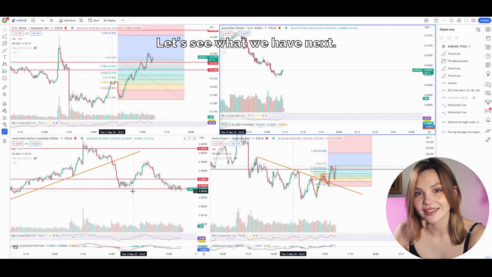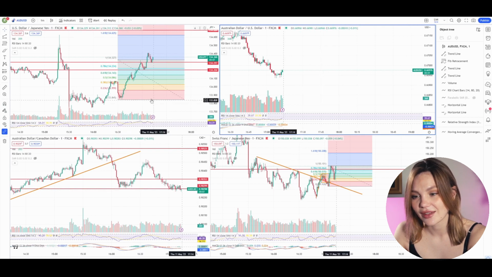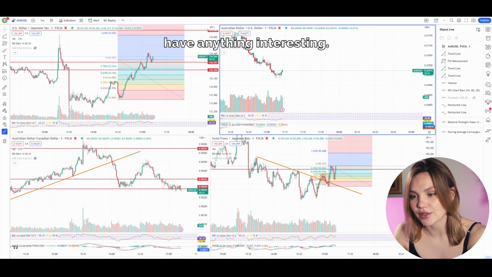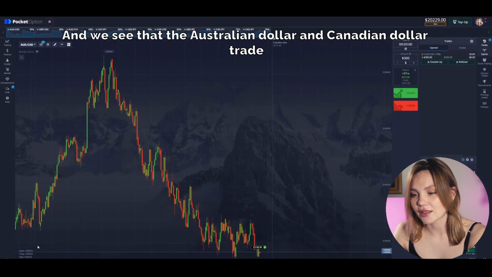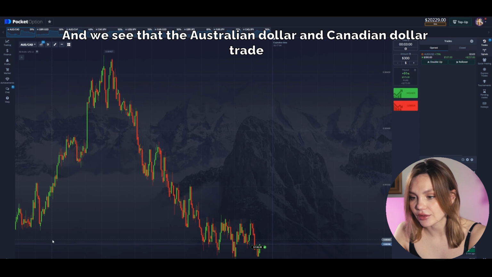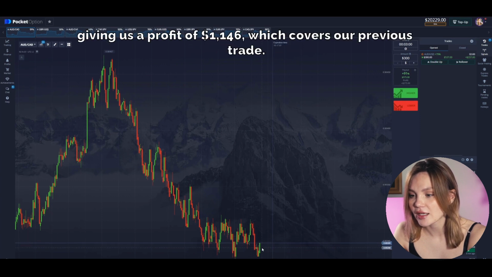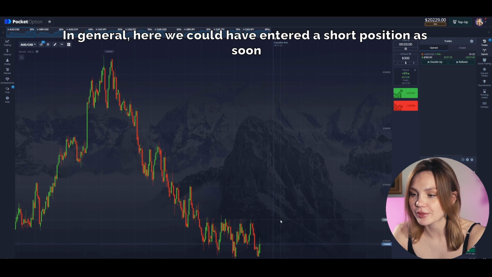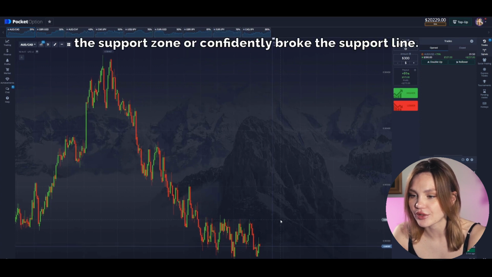Let's see what we have next. The US dollar against the Japanese yen currency pair doesn't have anything interesting. And we see that the Australian dollar and Canadian dollar trade is closing in profit, giving us a profit of $1,146, which covers our previous trade. In general, here we could have entered a short position as soon as we approached the support zone or confidently broke the support line.